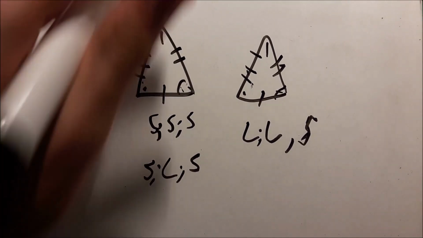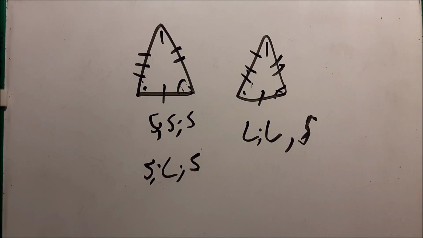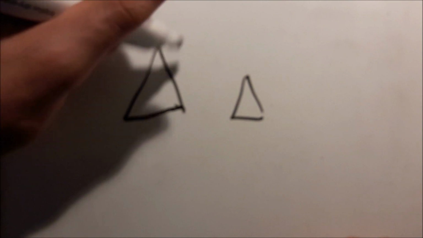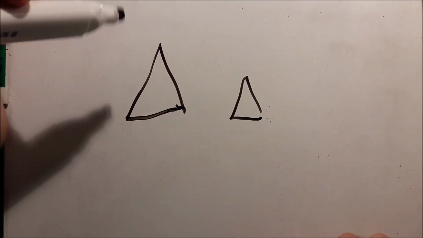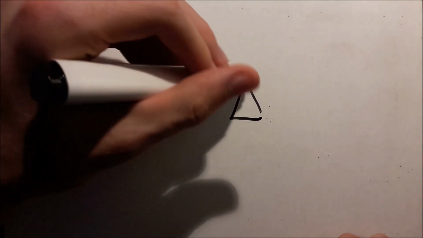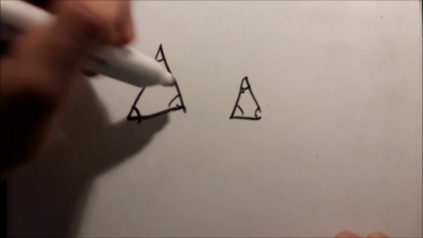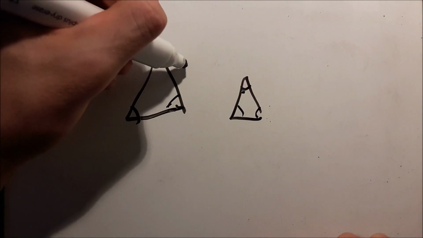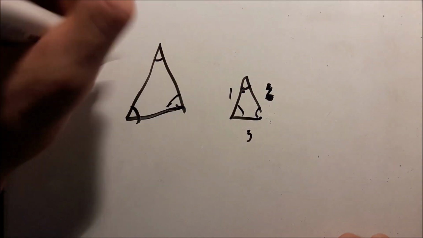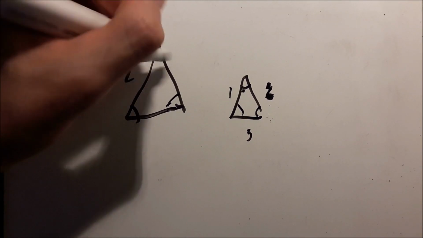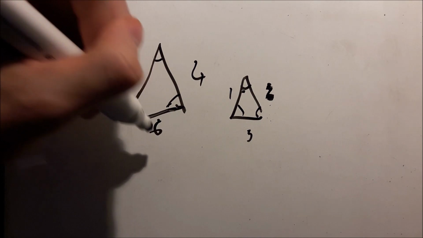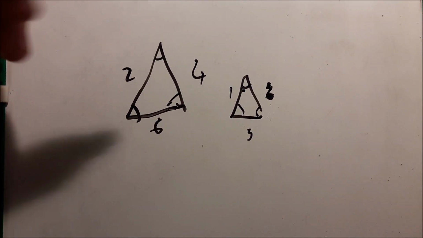But with similarity, all the angles are equal, but the sides are not necessarily the same length. Like you would have 2 triangles, one may be smaller, but they're all in proportion to each other because the angles are the same. So all the corresponding angles are equal. But let's say this side is 1, 2, and 3, and this side, the lengths are 2, 4, and 6. So you can already tell.